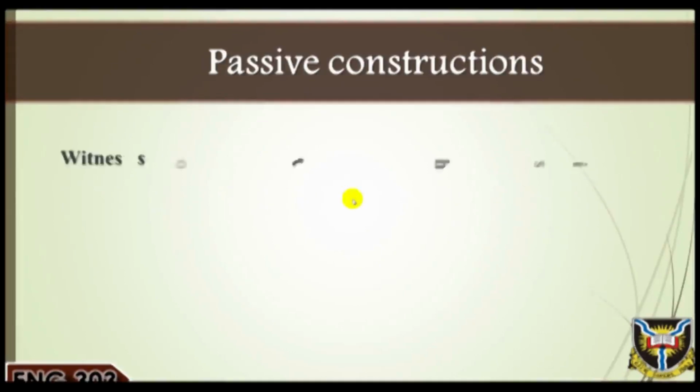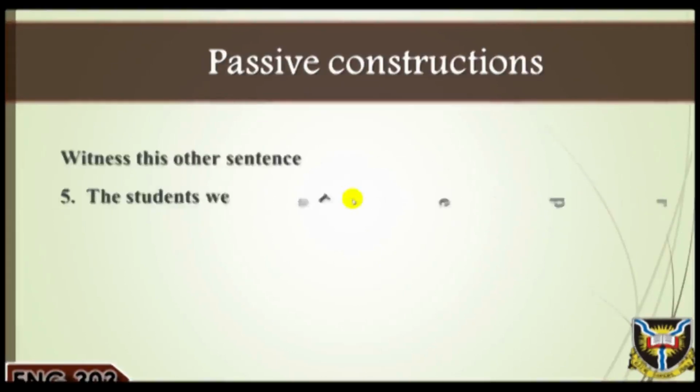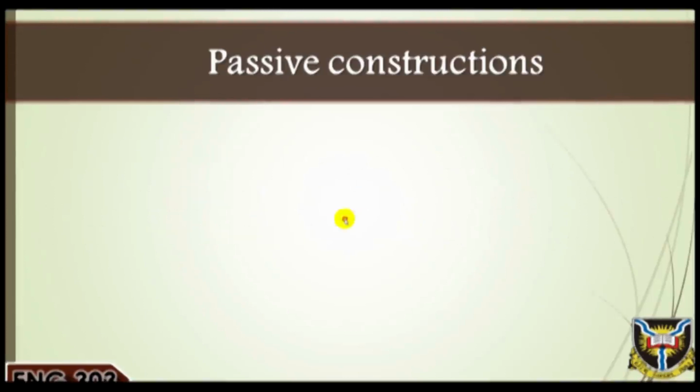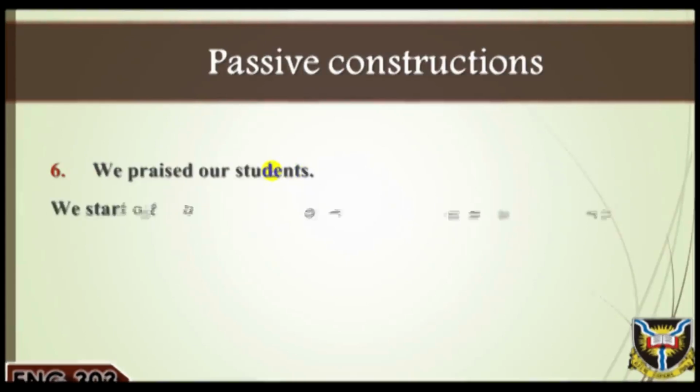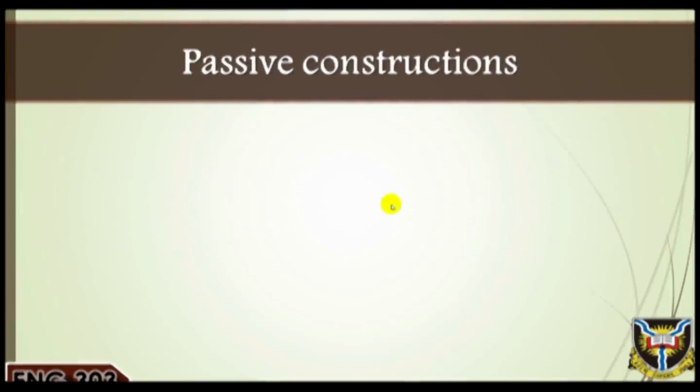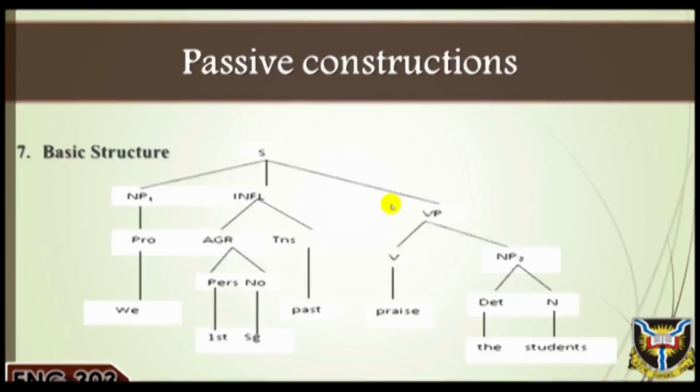The students were praised by us. The active form of the sentence is, we praised our students. We start our analysis by putting this active sentence on a tree diagram. Basic structure. Derived or surface structure.